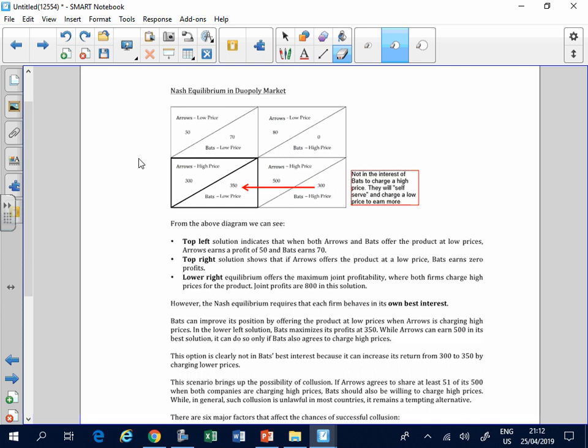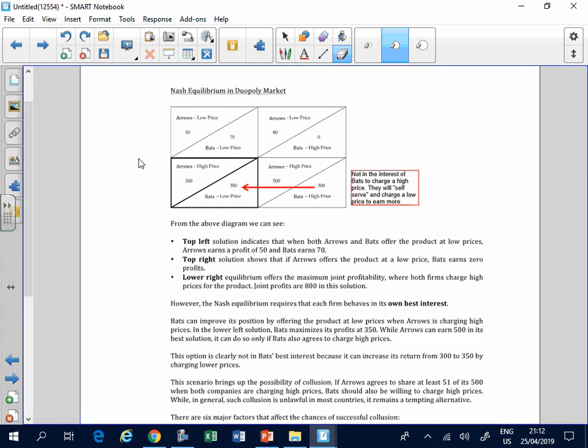Now let's go to the bottom right-hand corner. Is it in Arrows' advantage to continue charging a high price if Bats also charges a high price? Why? Because they can earn 500 instead of 300. So no matter what, Arrows is going to charge a high price. In every scenario, their high price means more money. Now, that's where I always used to default, to the total being the best.